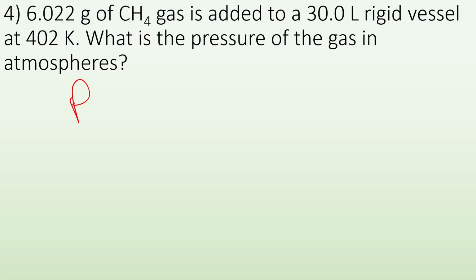So again, start with my PV equals nRT. And I gotta get pressure. So I just divide each side by volume. Volume cancels out. Boom. Pressure equals nRT over V. So now I can just plug and chug. Oh, wait a minute. I need to know how many moles that is.